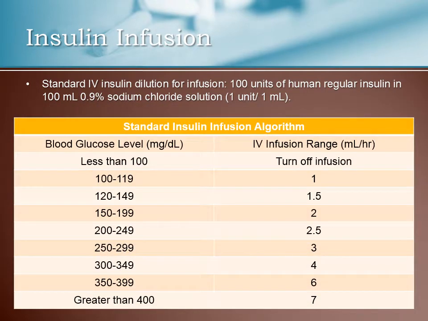The rapid and short-acting insulins have a relatively fast onset of action, allowing the nurse to adjust or titrate the insulin infusion based on the patient's current blood glucose level. Generally, a standard insulin infusion algorithm is used during insulin infusion. Each hospital has their own protocol. The protocol should include the type of insulin to be infused and directions for dilution, how often the patient's blood glucose is to be checked, the infusion amount, and the target glucose range. Here is an example of an insulin infusion algorithm.